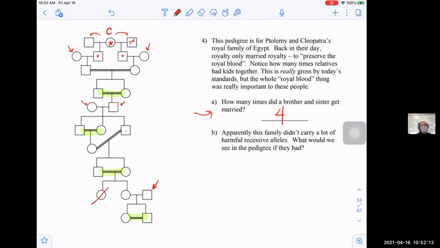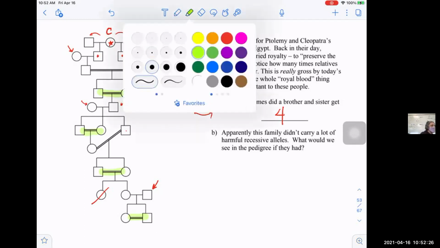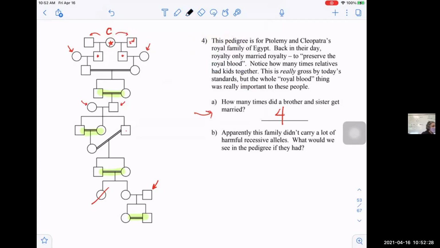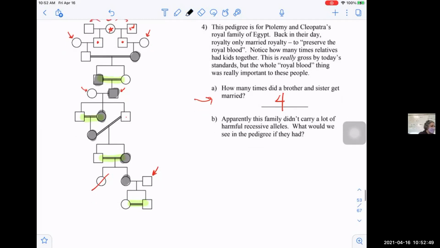All right, so apparently this family didn't carry a lot of harmful recessive alleles. Otherwise, what we would see, and we're going to talk about this more next week, is we would see a bunch of people being filled in. So when we indicate somebody has a disorder, we fill in their square. And we would probably see a lot of these people being filled in if there was a disorder that this family had. But we'll talk about that more next week.